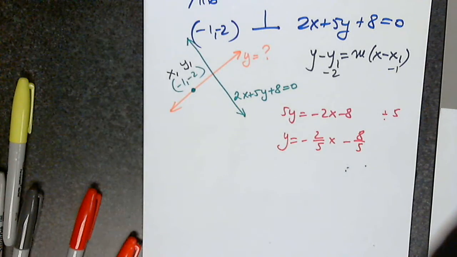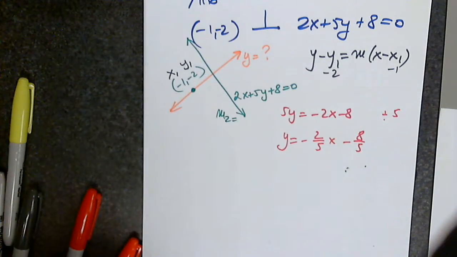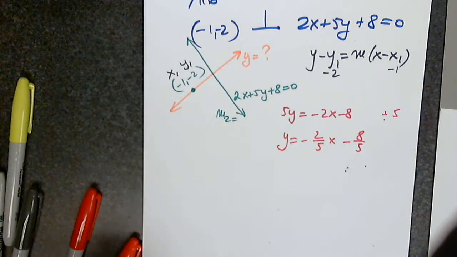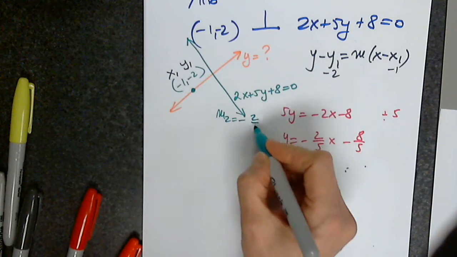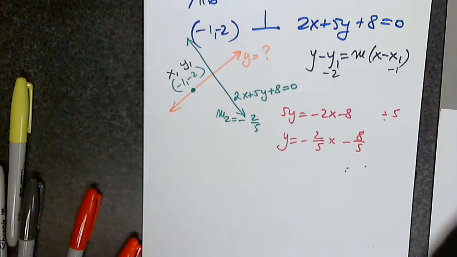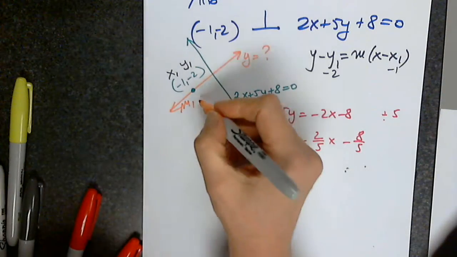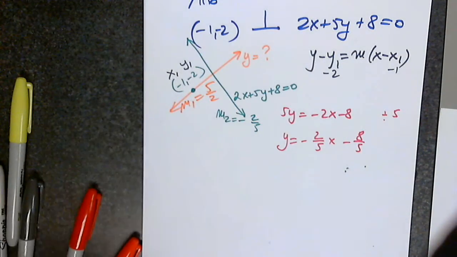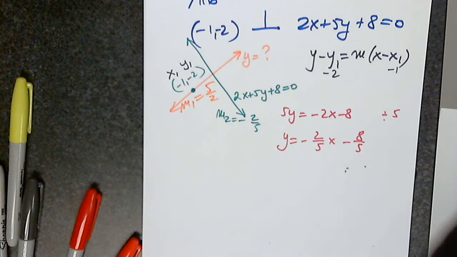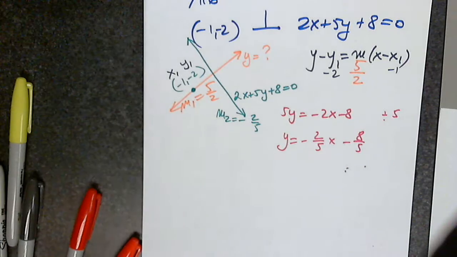So therefore, I have the slope of the green line. Let's call it M2. So what is the slope of the green line then? That's it. Therefore, I have the slope of the orange line. What is the slope M1 of the orange line? That's it. Any questions? The product is equal to -1. And it does. So all I have to do next is just plug this in, 5/2 as the slope.